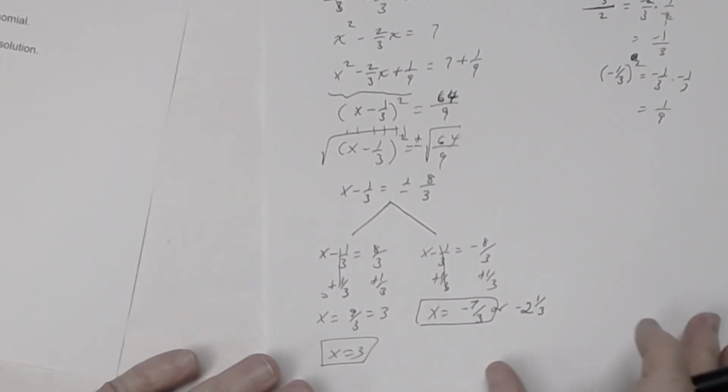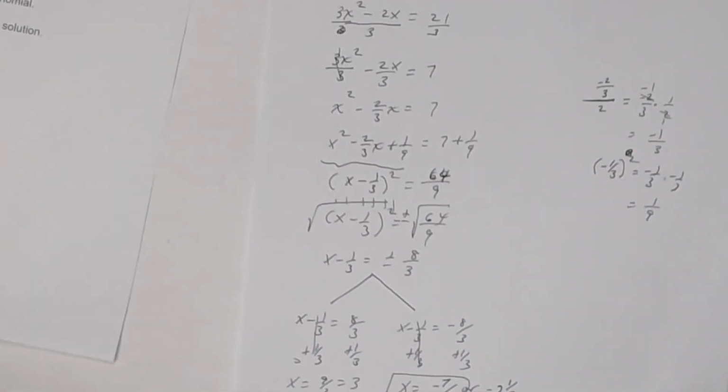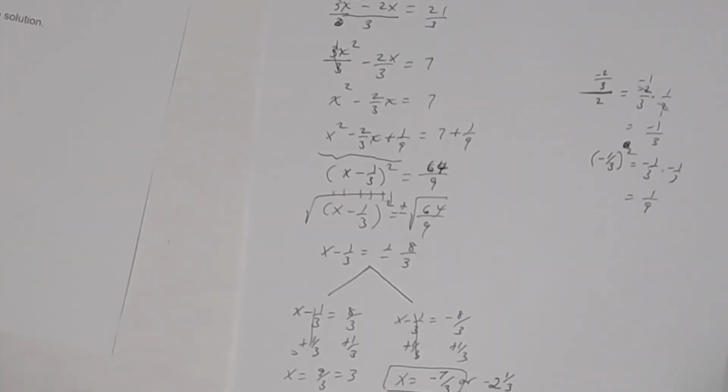All right, so that was number 1. You found your two solutions. Those are your rational solutions. All right, so let's look at number 2 now. Number 2, we have this quadratic equation. Again, you want to use completing the square. And so here's number 2.